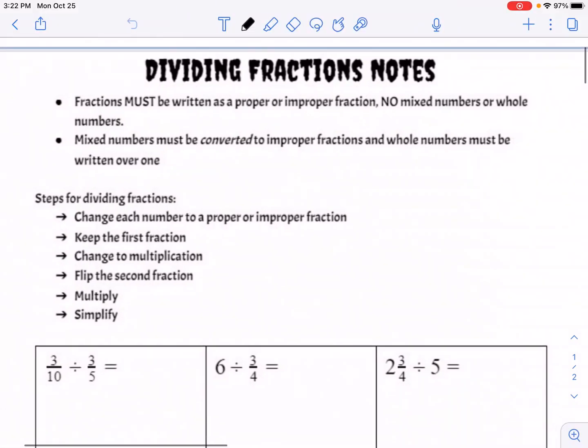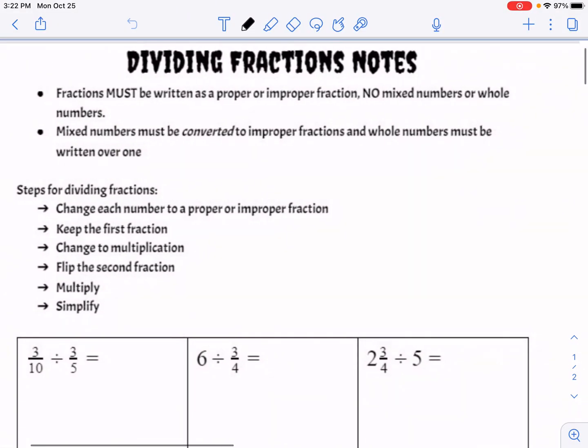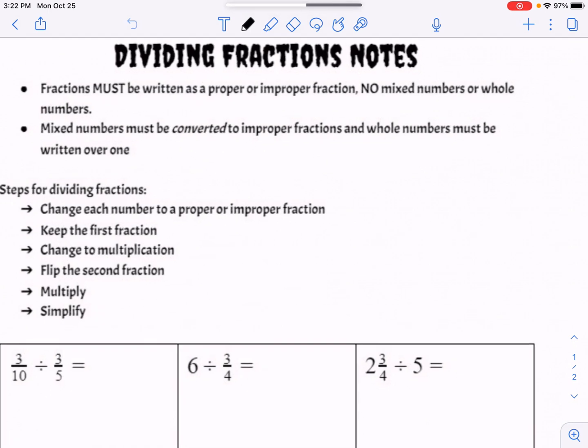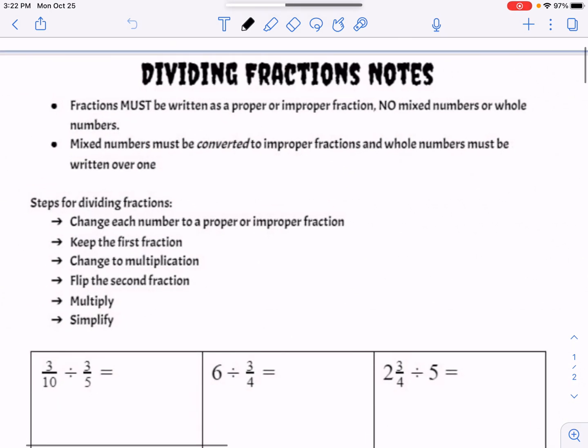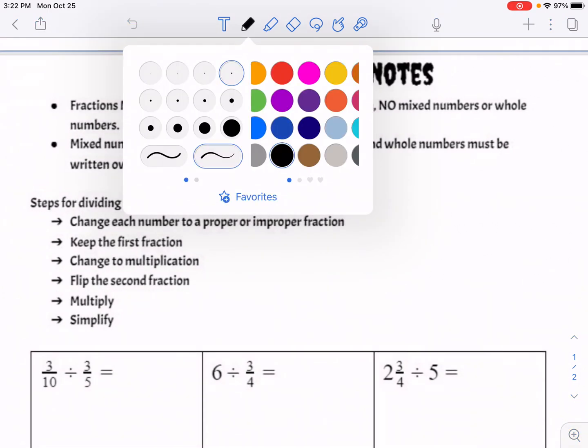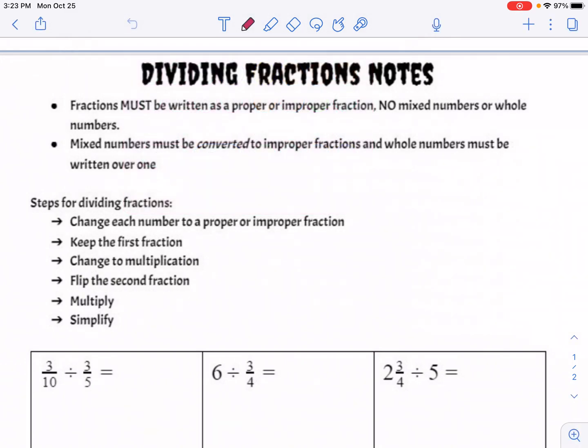We're going to talk about dividing fractions. We did a little intro to this yesterday, but I just want to remind you of our two main rules at the top. So I want you guys to look at those top two bullet points right here. The most important thing to remember is that all fractions must be written as a proper fraction. You can't have any whole numbers or mixed numbers while you're doing math with fractions.